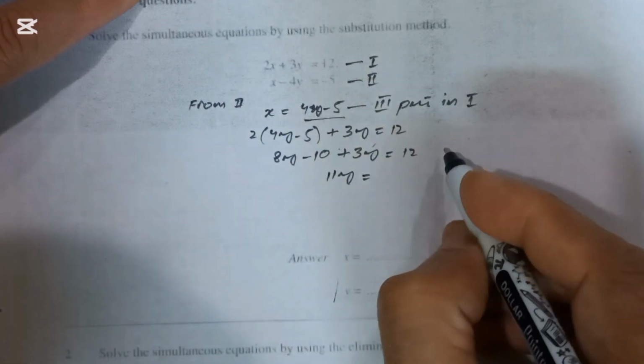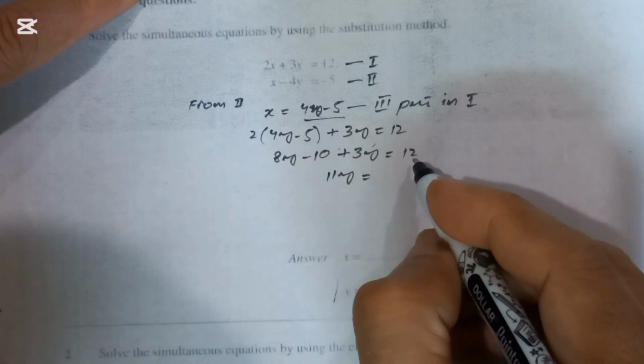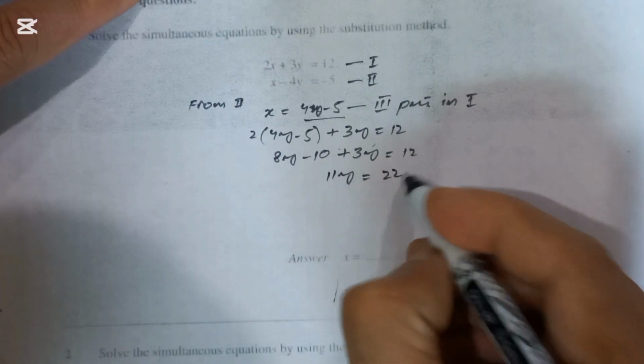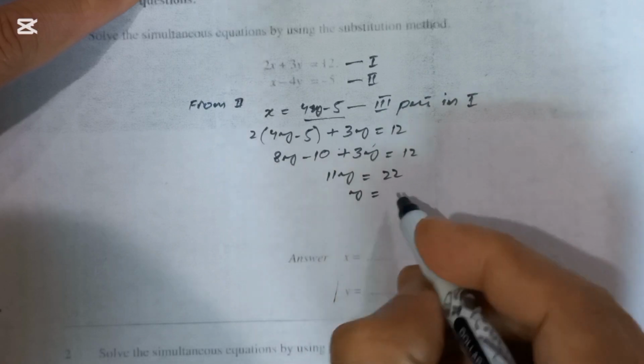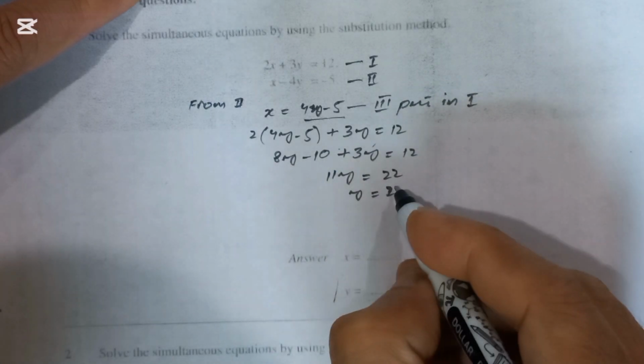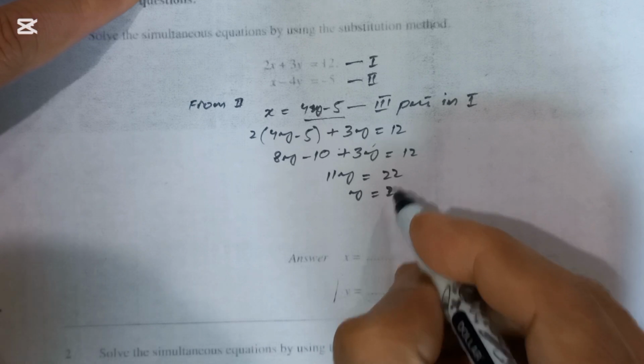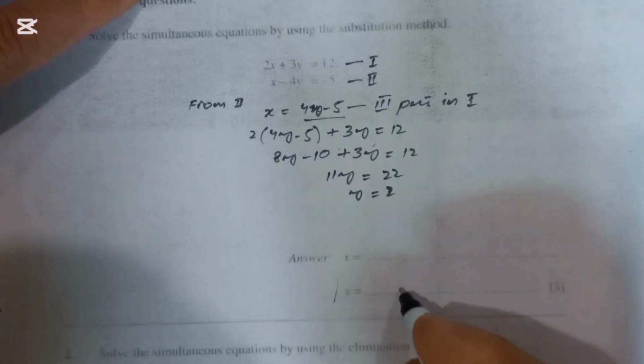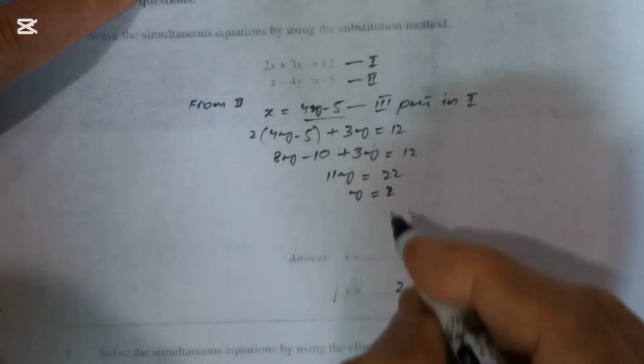This minus 10 will be transferred to right side, and it will be added to 12, so it will become 22. And from here, y will be equal to 2, because this 11 will go to the denominator of the 22. So y is 2. So the answer of the y is 2.